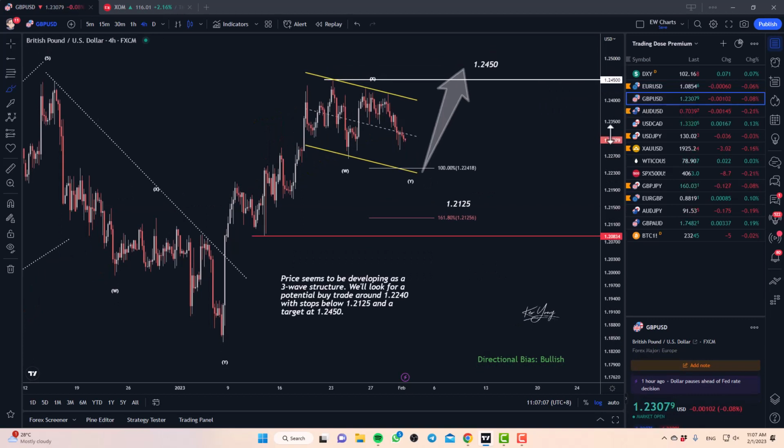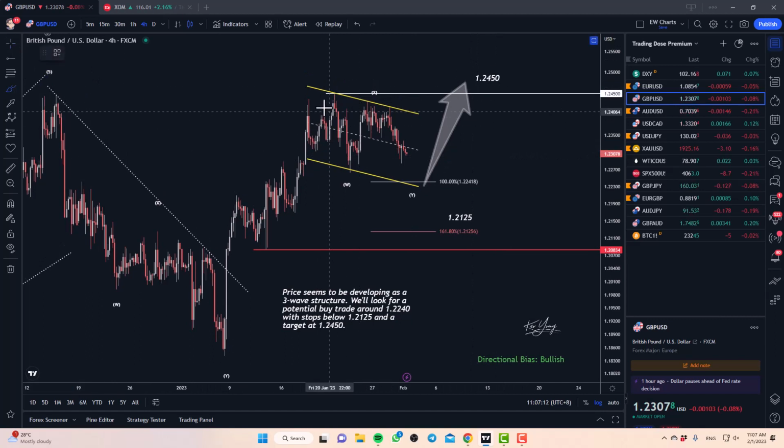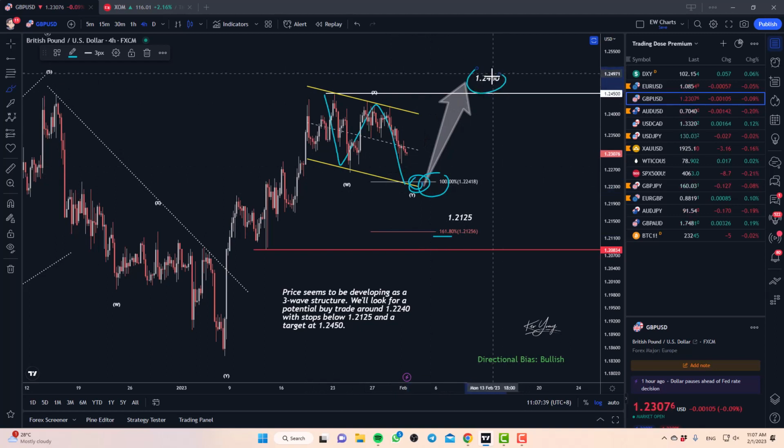For the pound dollar, we are seeing a decent setup building up right now. Okay, the market is doing a very decent and nice little three-wave structure, WXY. The potential completion zone will be somewhere around 1.2240, which is also a very decent channel structure, and we'll be utilizing a potential stop at the 1.618 extension, which puts us around 1.2125. We'll be looking for a buy setup around this completion of a three-wave structure with a target at 1.2450 and a stop at 1.2125.